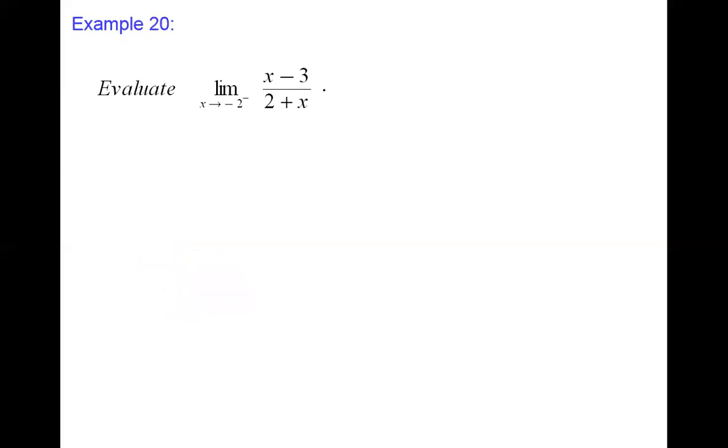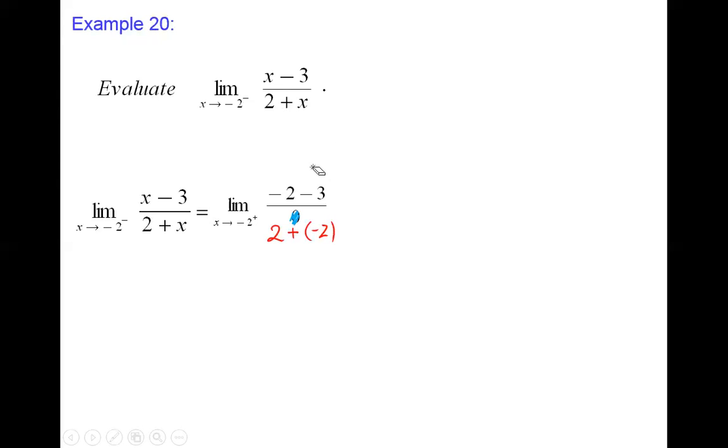Okay, and I do have one more. Let's see. Limit as x goes to negative 2 from the left-hand side, x minus 3 over 2 plus x. That means we can substitute negative 2. Actually, I don't like the 0. I will put 2 plus negative 2. Of course, it's 0, but we will investigate. Let's investigate that 0. This is 0, but we will check what kind of 0. Actually, this number is not really negative 2. It's negative 2 from the left-hand side.